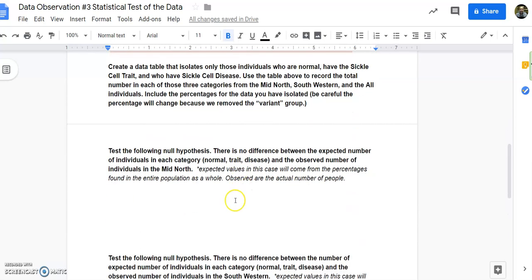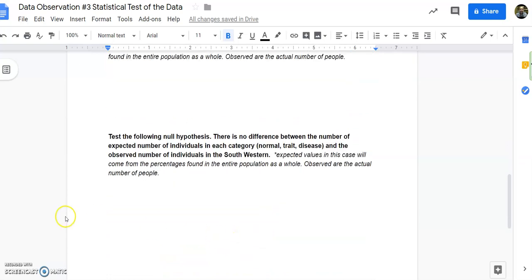All right. And then once you've done with that, there's going to be some questions down here, which I still need to add in, asking you to reflect on what the chi-squared test tells you about what's going on in that population relative to the trait of being normal, the trait of carrying the sickle cell trait, or the trait of having sickle cell disease.